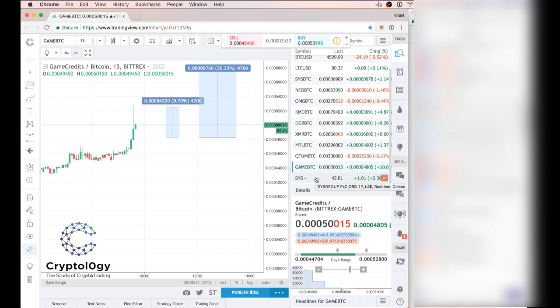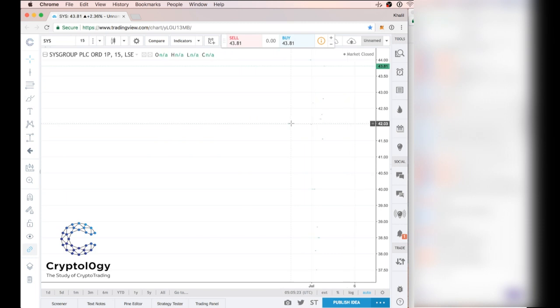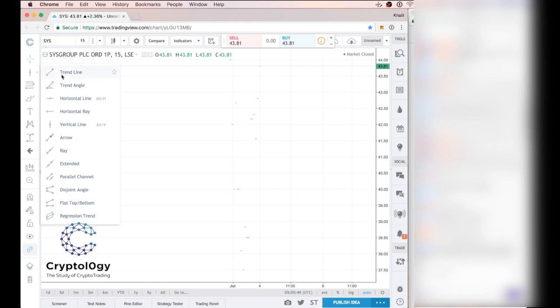I'm gonna first go through most of the tools that I use on TradingView. I'll just use a random, empty chart. Just keep it clean. I'll go through it from the top to the bottom. I never really change anything here. So I just start with the trend line.